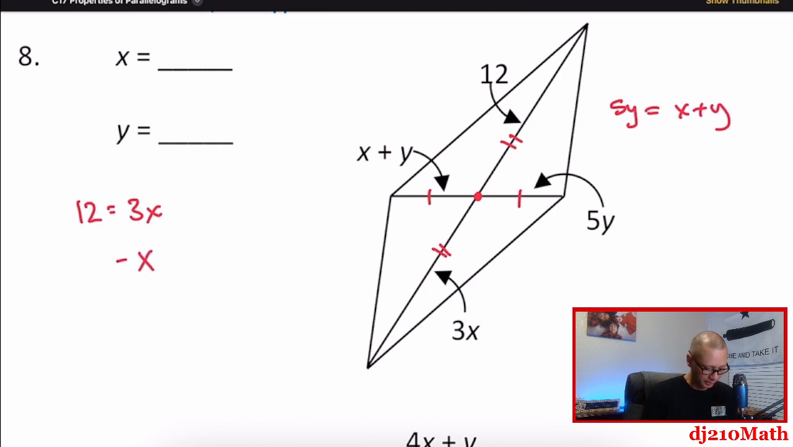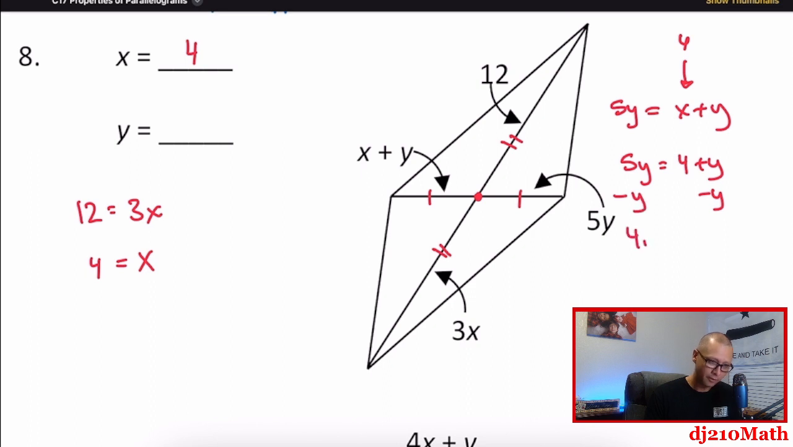So x is going to be equal to 4. Now that I have x is equal to 4, I can substitute that here. Right? So then 5y is equal to 4 plus y. This is doable. Minus y, 4y is equal to 4. 4 times something is 4. Y is equal to 1.